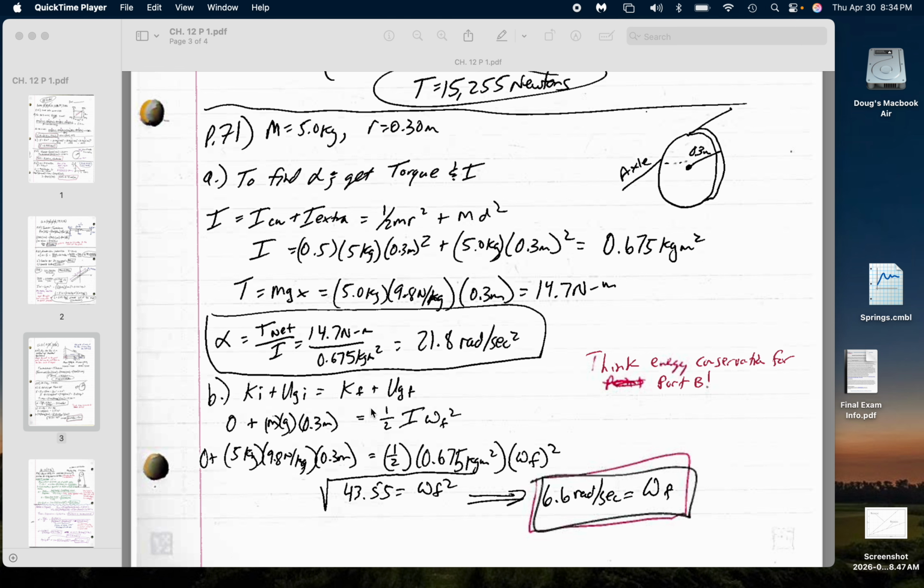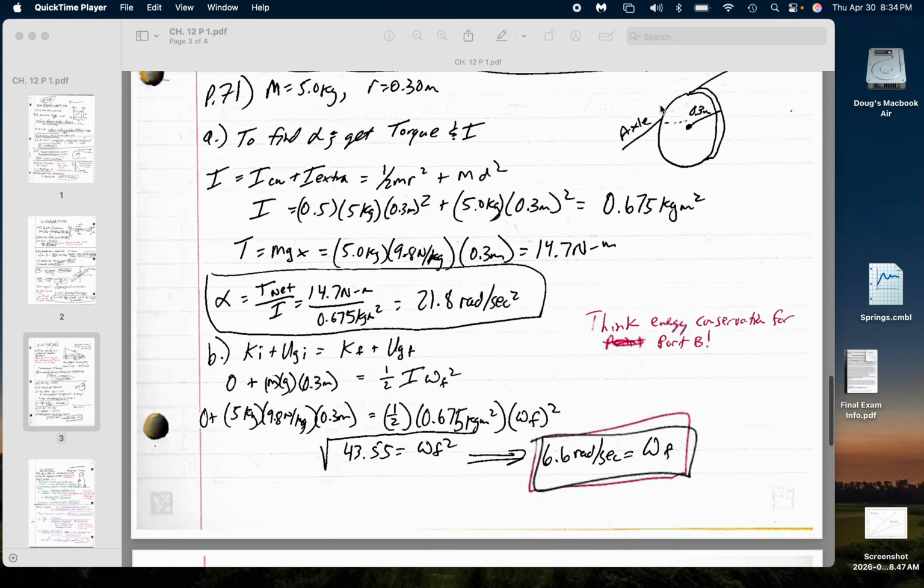joules of energy. And then at the end, we're going to say that's our zero height, so there's no gravitational potential energy at the end, but there is rotational kinetic energy, 1/2 I omega final squared. Well, we know our I, and we're trying to find our omega final squared. So you might have thought about solving different ways, but this is, I believe, the easiest way.